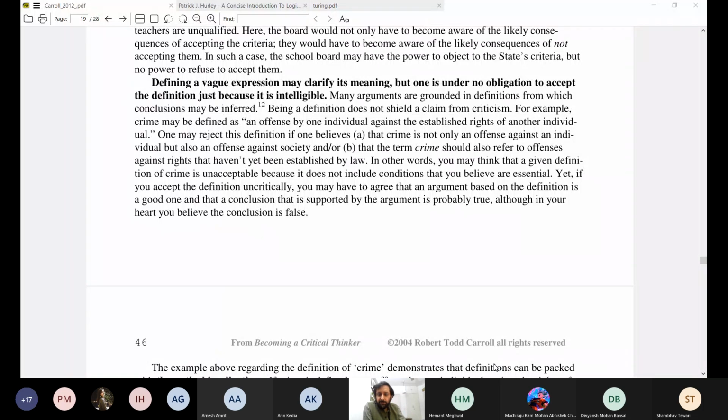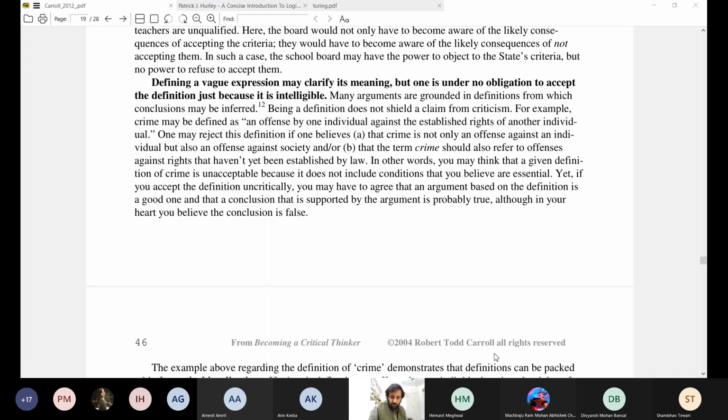What is Carroll's point? Carroll's point is, look, this definition carries a lot of weight. Just because it's one amongst many possible definitions doesn't mean it should automatically get a pass, because it has implications. For instance, it has the implication that prostitution should not be criminalized.